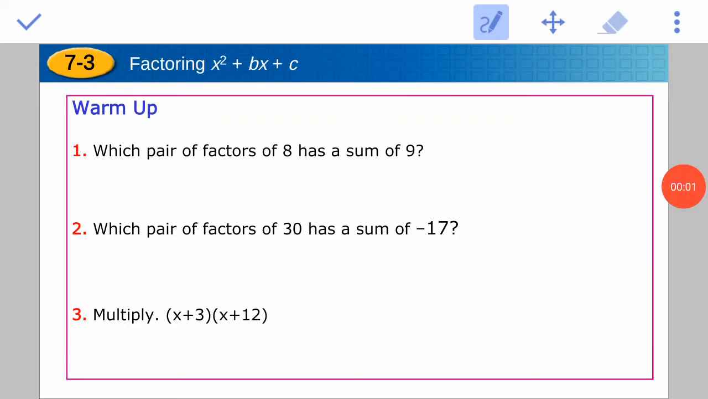Hello Algebra 1 students, section 7-3, factoring the trinomial x squared plus bx plus c. The basic skills you might need in today's section are: number 1, which pair of factors of 8 has a sum of 9?